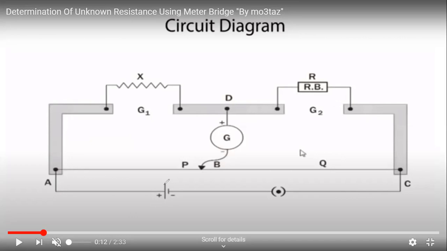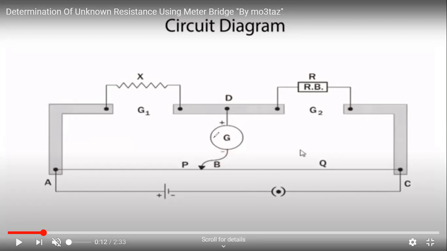After that, a cell and plug key are connected across A and C. What is the meaning of cell? A cell is a device which provides the necessary potential difference to maintain the continuous flow of current in the circuit. What is the function of the plug key? The plug key switches on or off, making or breaking the circuit.